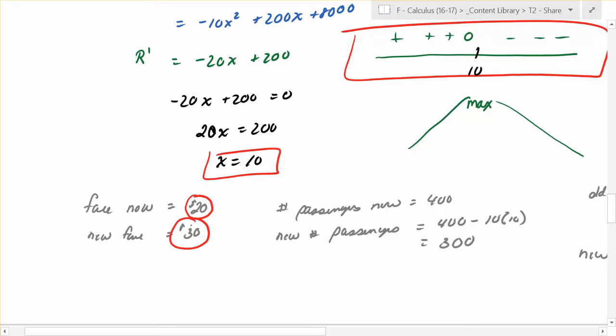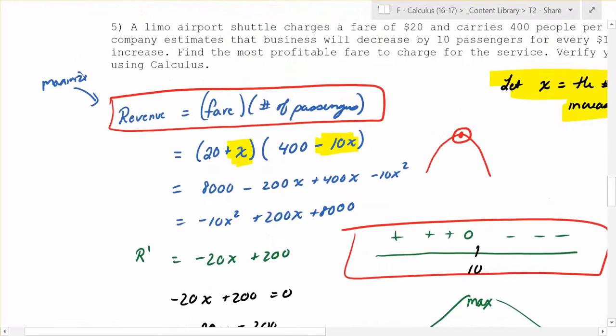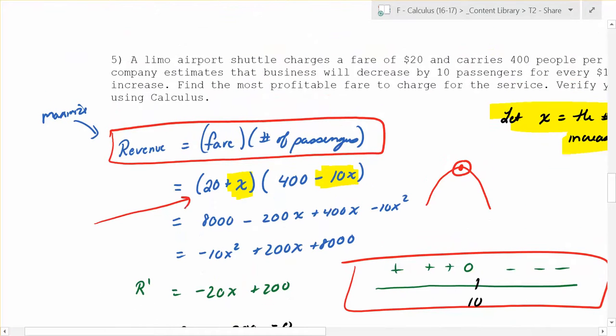So I could ask you, how much money are they now making? You could answer that question, right? Well, you just plug that into the revenue function. So it would be 30 times what? 30 times 300, exactly. So all of a sudden they're making $9,000.